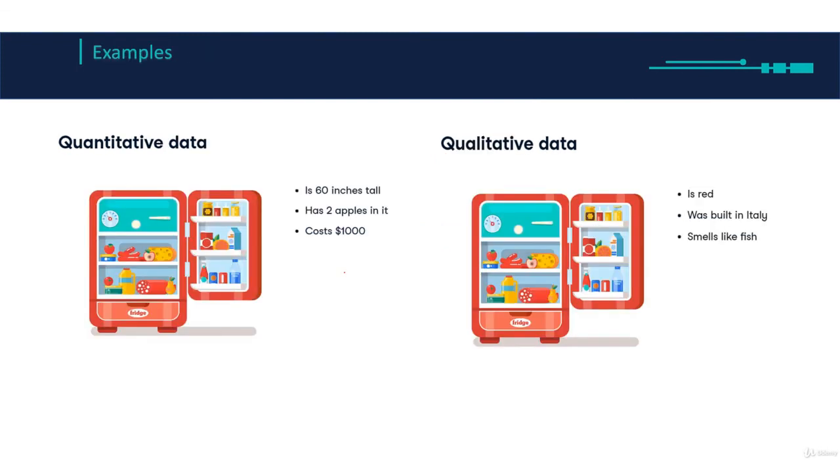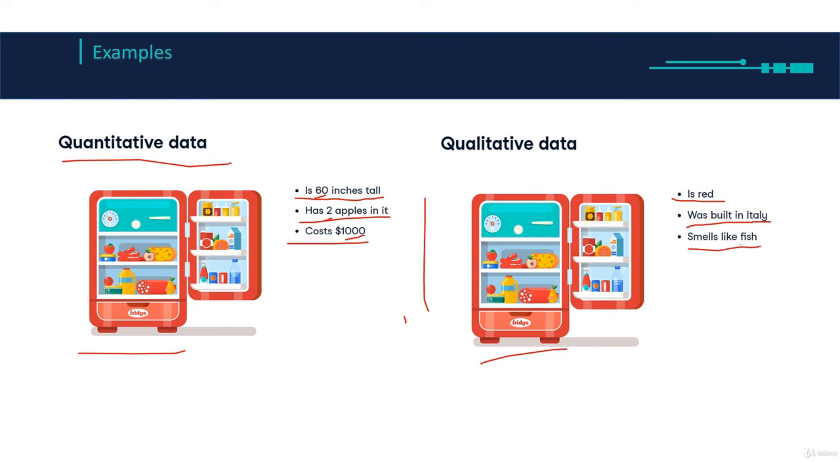We'll take an example here. Same data. Here the quantitative data is that this fridge is 60 inches tall, and this fridge has 2 apples and it costs 1,000. Okay, 60 to 1,000, they can be measured. So this is quantitative data. Same data here, same fridge. The qualitative data is that the color is red and it was built in Italy, and the fridge smells like fish. I hope this simple example explained the difference between quantitative and qualitative data.